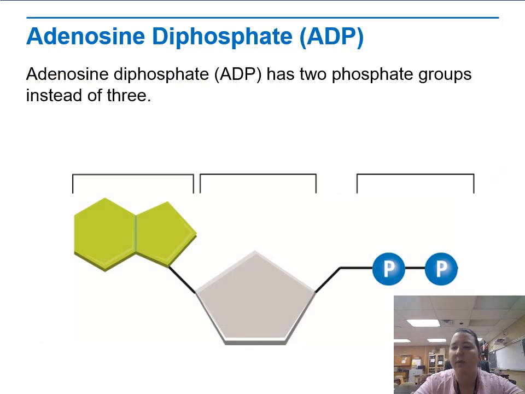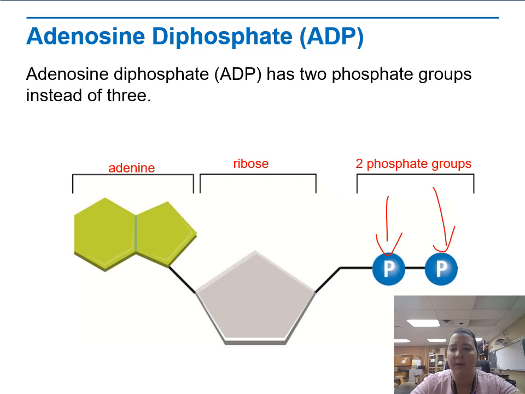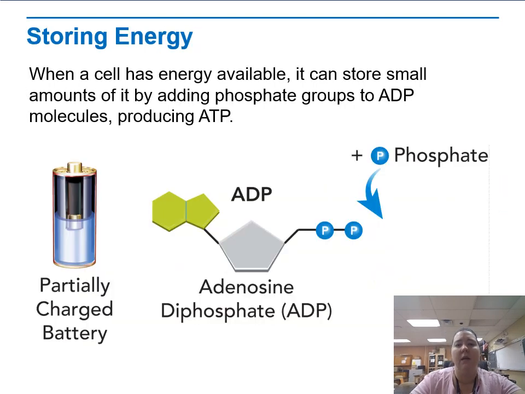Adenosine diphosphate, which is what we need to build adenosine triphosphate, has the same structure, but it's missing that third phosphate group, so we only have 2, because we've used the energy in that third phosphate group to do some kind of work. When we have energy available, whether through photosynthesis or through food, we store energy into ATP.